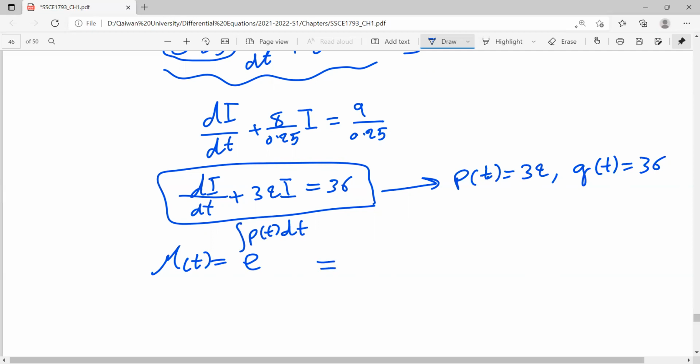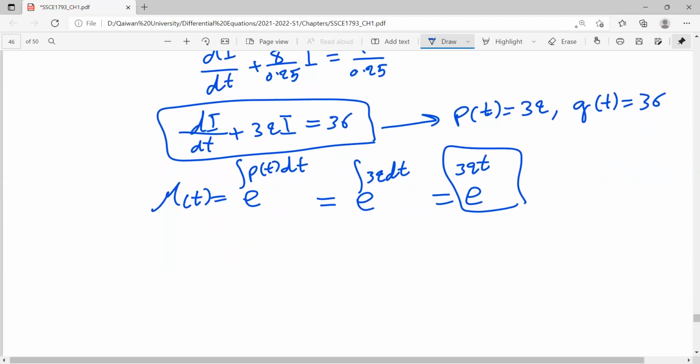So it equals e to the power integration of p of t. P of t is 32. We say 32 dt. What's the integration of 32? It's 32t. We get e to the power 32t. This is the integrating factor.